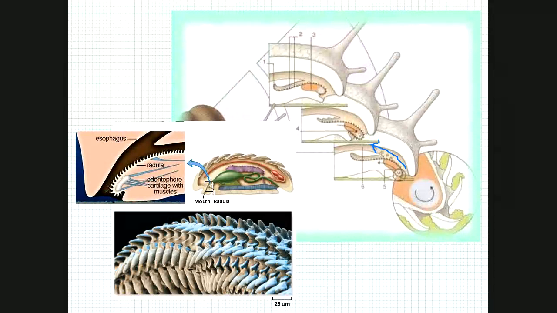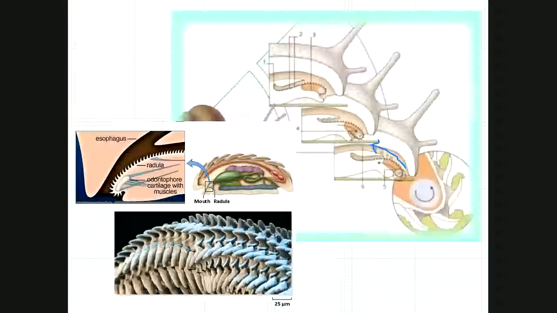Next time you see a snail, if you have an aquarium, up against the glass, see how close you can get. You can almost see the scraping motion of the radula. It's the neatest little adaptation.